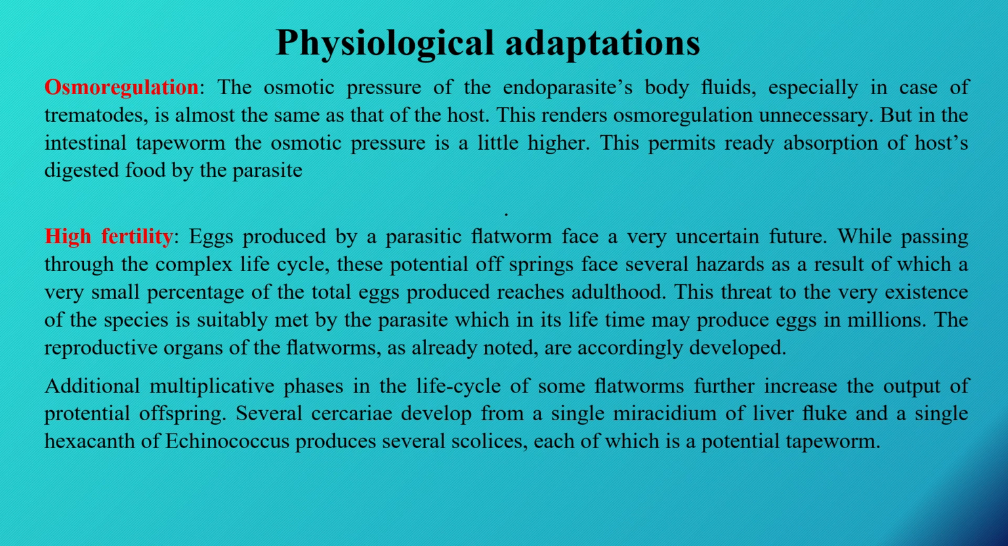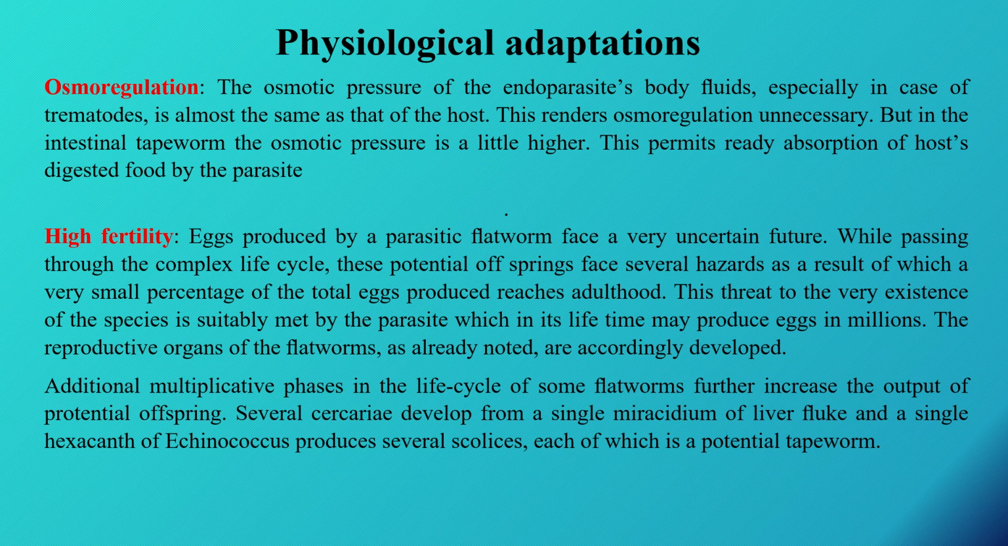The next one is the high fertility rate. Eggs produced by the parasitic flatworms face a very uncertain future. While passing through the complex life cycle, these potential offspring face several hazards, as a result of which a very small percentage of the total eggs produced reaches adulthood. This threat to the very existence of the species is suitably met by the parasite, which in its lifetime may produce millions of eggs. And the reproductive organs of the flatworms, as we have already studied, are modified accordingly.